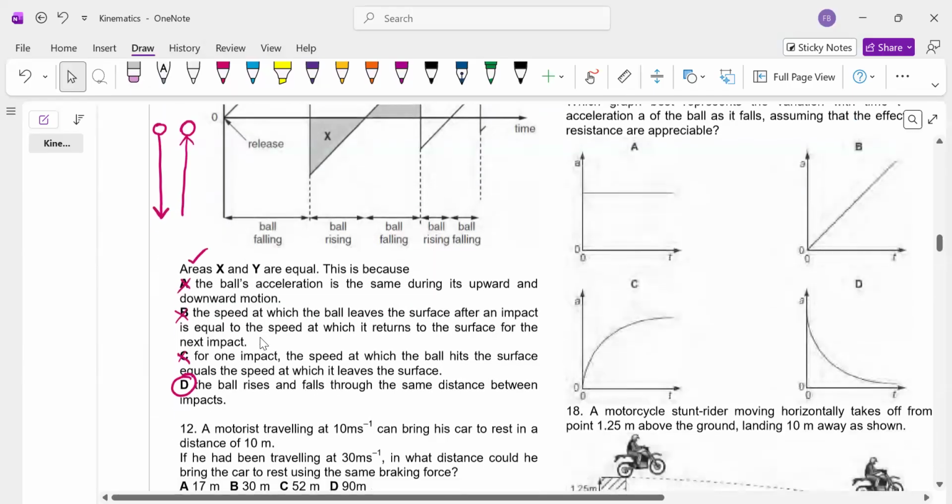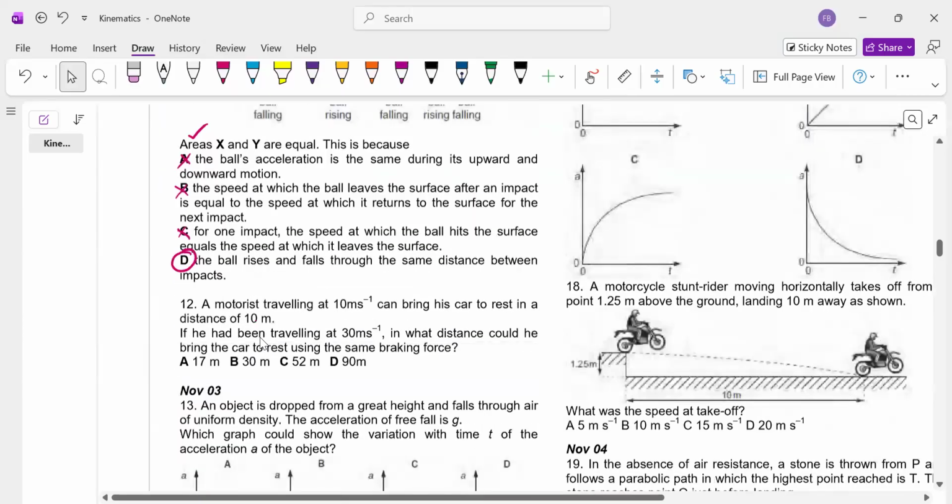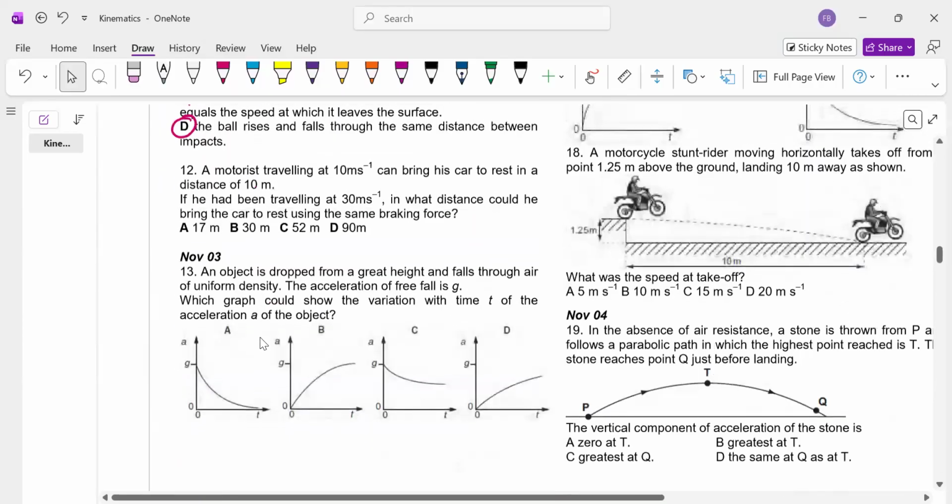Are you clear? Okay. A motorist traveling at 10 meter per second can bring his car to rest in a distance of 10 meter. If he had been traveling at 30 meter per second, in what distance could he bring the car to rest using the same braking force?